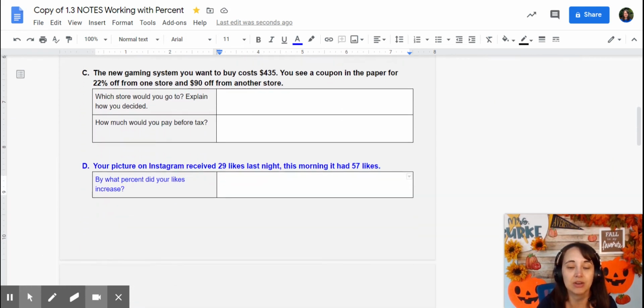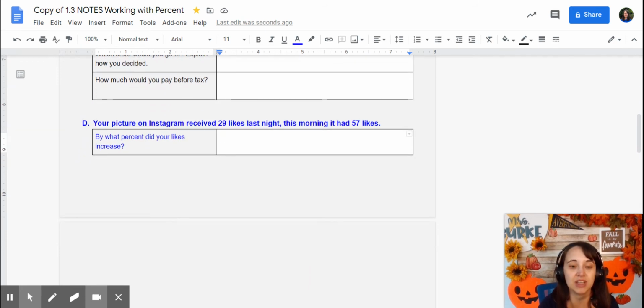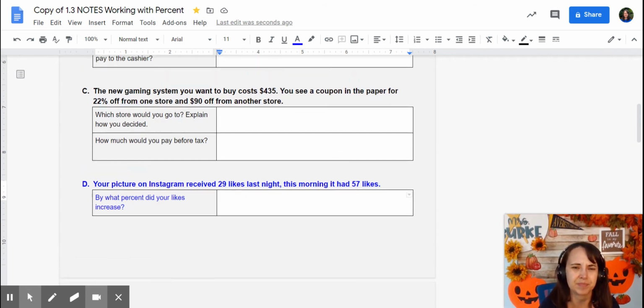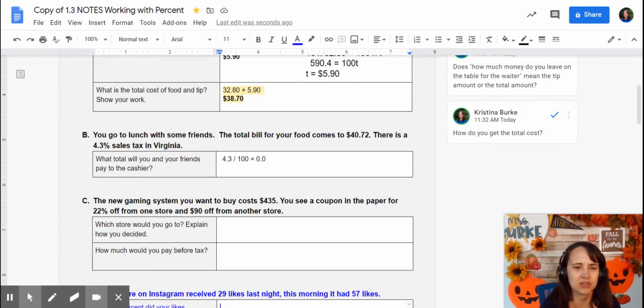And now I can go down here. Oh, this is percent increase and decrease. So I know that the topic changed a little bit. So I know my math's going to change a little bit. And again, you can also go in here. So you go to lunch with your friends. The total bill comes to $40.72. There is 4.3 sales tax in Virginia.